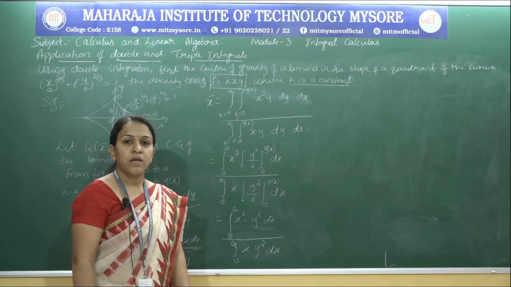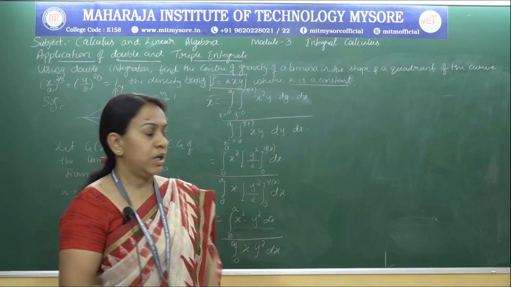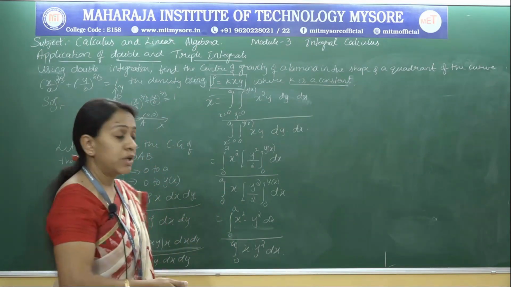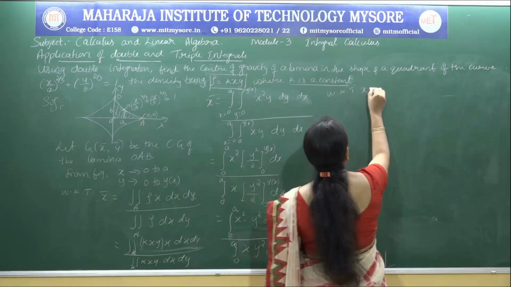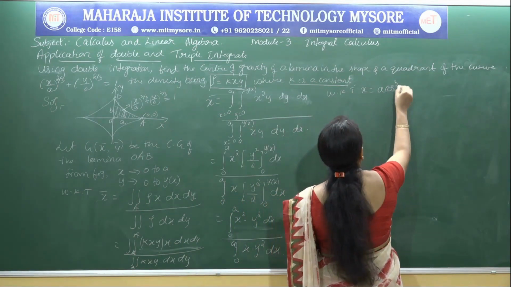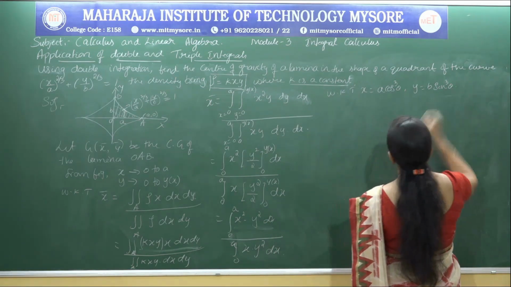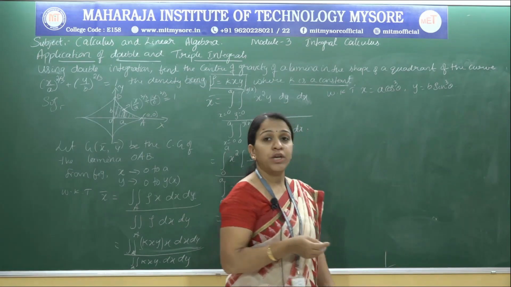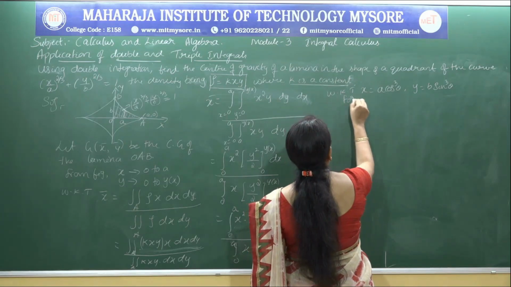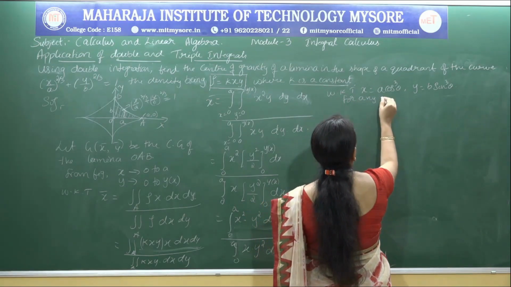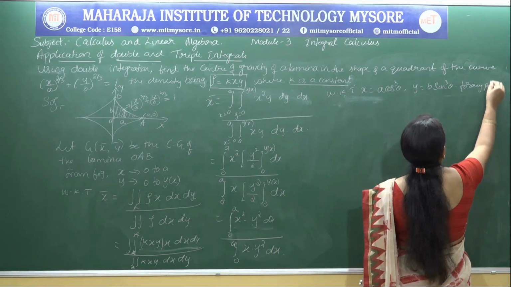Now to evaluate this, we can replace the curve with its standard polar form. The standard polar form of the given curve is x equal to a cos cube theta and y equal to b sin cube theta, which is a standard value for any point on the given curve.